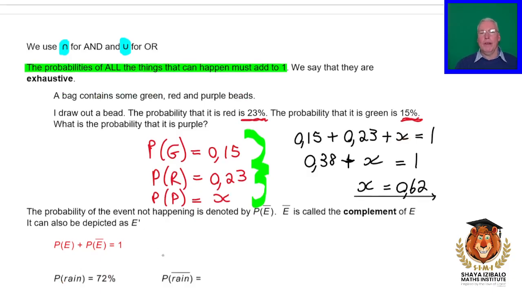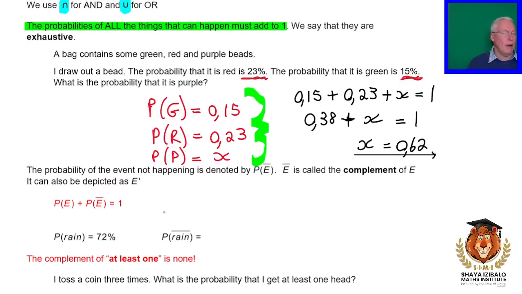Right. We also have the idea of something not happening. The probability that an event does not happen can be shown in two different ways here. We can show it with a line on top, but we can also show it with a little apostrophe, and you need to be familiar with both of those. And the probability of an event and its complement, that's that it doesn't happen. That's complement with an E, not compliment with an I.